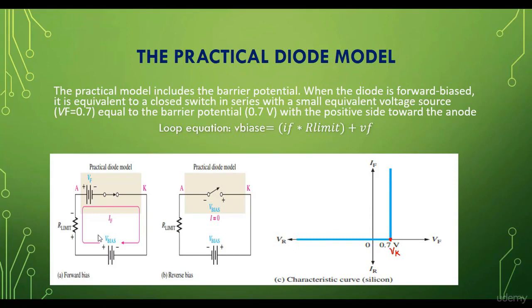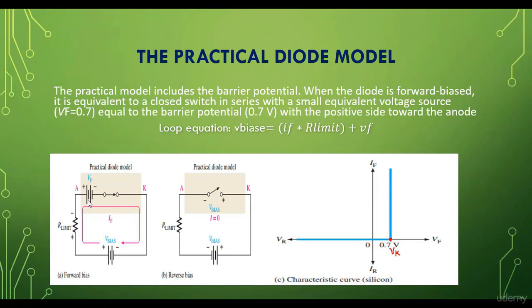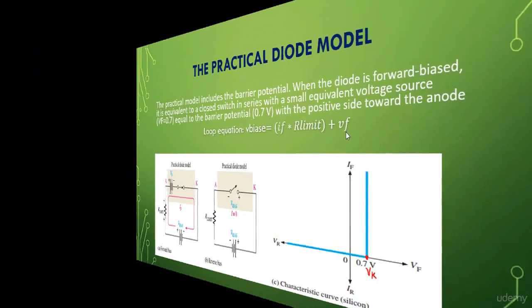When you write the loop equation for this forward bias circuit, V bias is equal to IF, the current flowing through the circuit, multiplied by R limit, plus the voltage drop of the diode, which is VF. VF is equal to 0.7 volt.